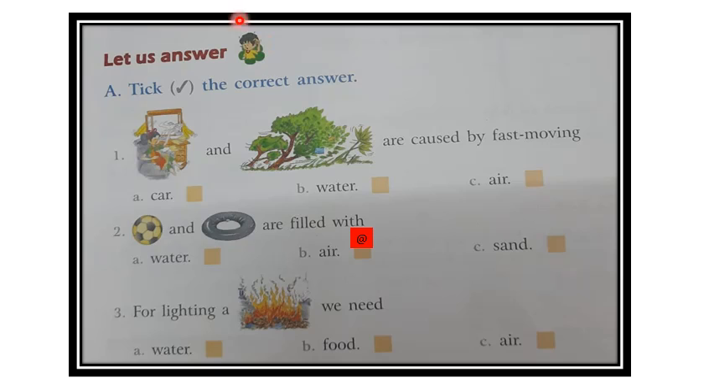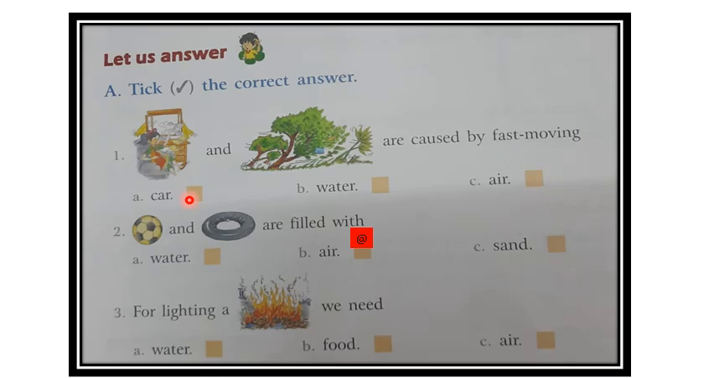Page number 71, children. This is the first question. Let us answer. You don't have to do much in this. You just have to put a tick mark in the correct answer. A small tick mark. Now what is the first question? See, this picture and this picture are caused by fast moving what?